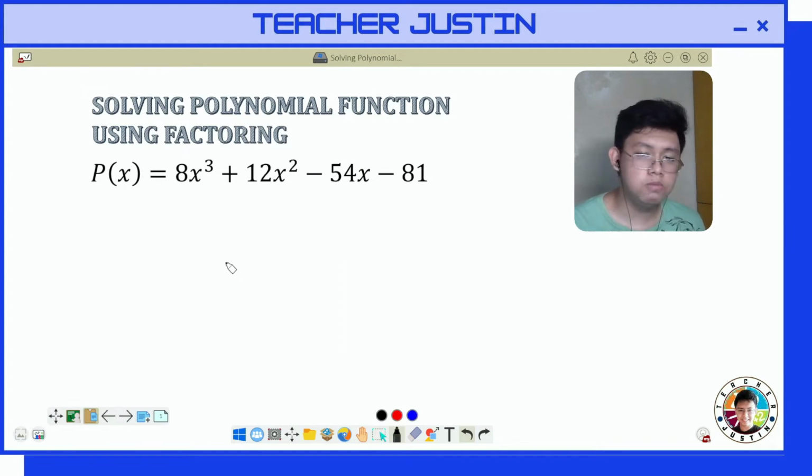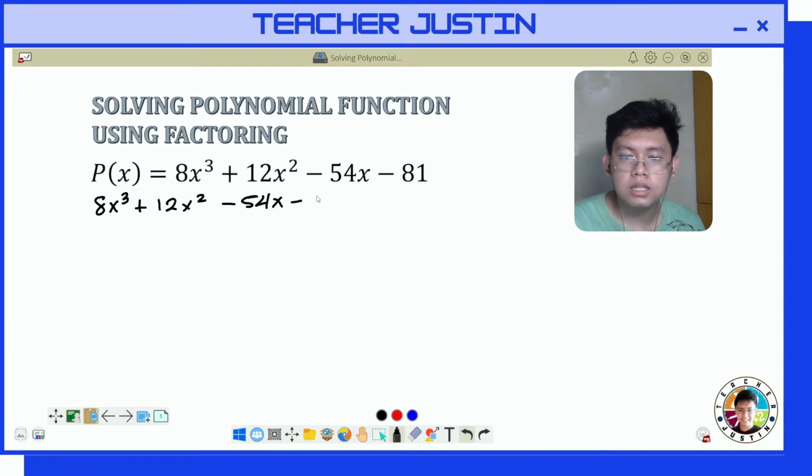So the first thing that we need to do in order for us to solve this polynomial function using factoring is for us to equate this polynomial to 0, changing the function notation to 0. So giving us 8x raised to 3 plus 12x squared minus 54x minus 81 is equal to 0.